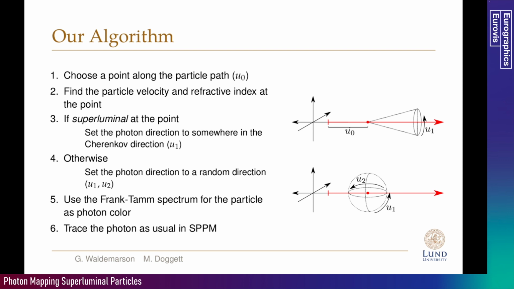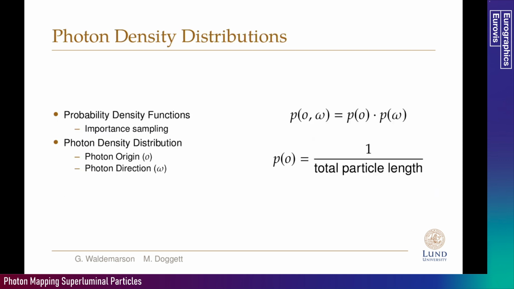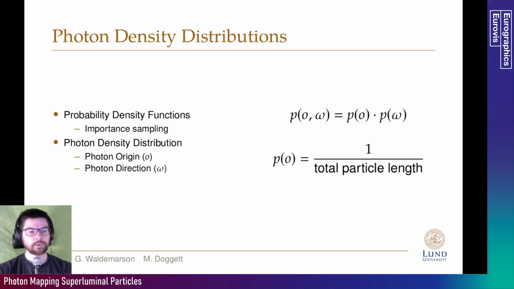Since our photon mapping algorithm is a Monte Carlo simulation, however, it is often desirable to know the probability density for the function being evaluated so we can perform importance sampling. For photon mapping, this means we want to know the photon probability density function, that is, the combined density distribution for the photon origin and direction. For our particle light, the photon origin and direction are independent, so the combined PDF is simply the product of the density of the direction and the origin, respectively.